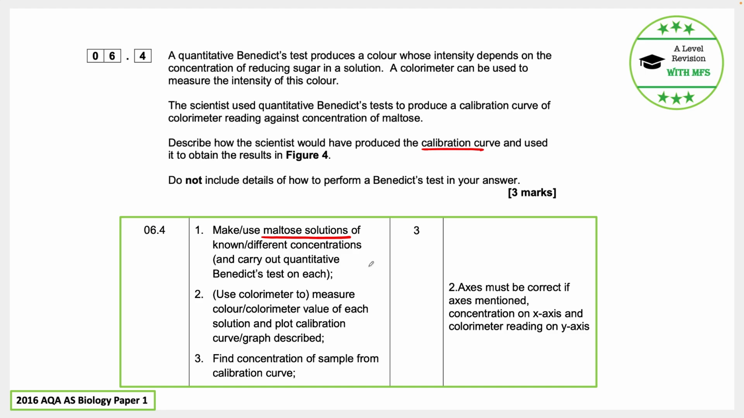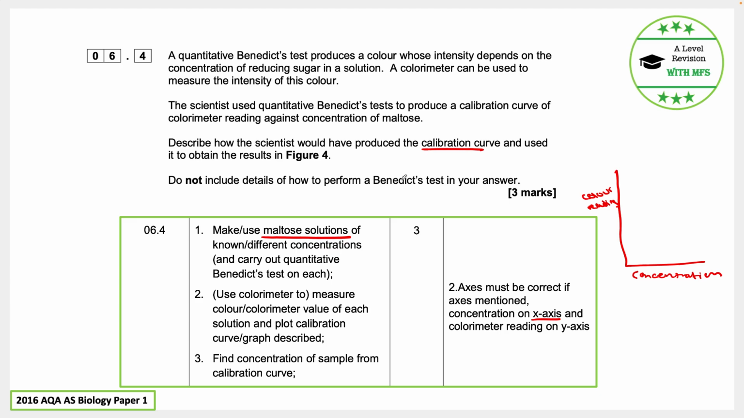Okay, now if you do mention the axes, which many people tend to do, they must be mentioned correctly. So on the x-axis, so going across, you have to have concentration, and on the y-axis you have your colorimeter reading. I'll put color reading for sure. Okay, so just remember that if you mention your axis, they must be correct or you lose your second mark.